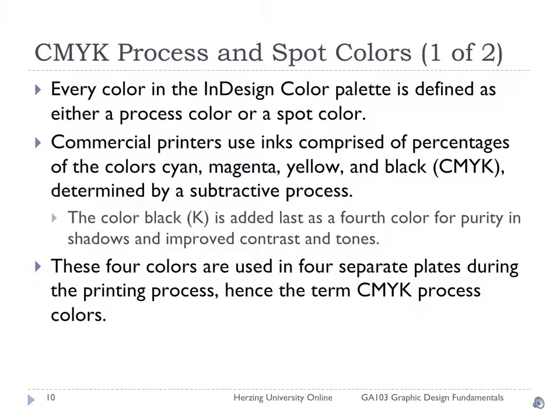Every color in the InDesign color palette is defined as either a process color or a spot color. Commercial printers use ink comprised of percentages of the colors cyan, magenta, yellow, and black, CMYK, determined by a subtractive process. The color black, K, is added last as a fourth color for purity and shadows and improved contrast in tones. These 4 colors are used in 4 separate plates during the printing process, hence the term CMYK process colors.